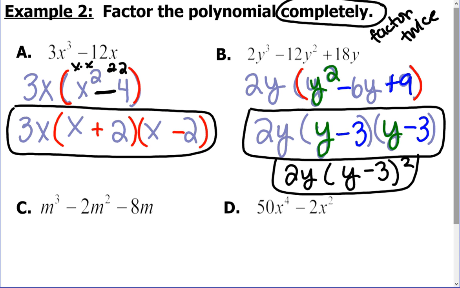Okay. All right, again, your first step, always check for a GCF. So my GCF here is just an m. I can only pull an m out of all three of those terms. So we're left with m squared minus 2m minus 8.